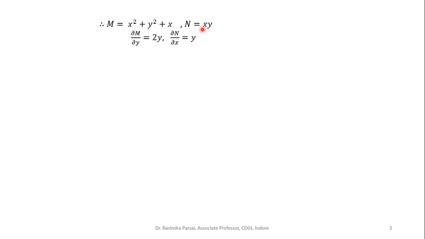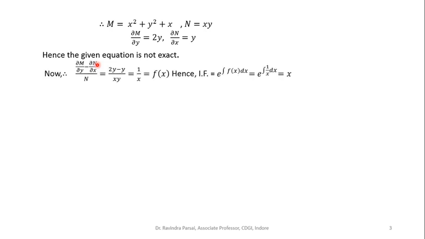Then we differentiate capital N partially with respect to x by keeping y constant, which is 1 into y, that is y. Hence we observe that both derivatives are not equal, that is, the given equation is not exact. Now we apply rule number 3 by finding the ratio of del M upon del y minus del N upon del x, divided by N. The value of del M by del y is 2y and the value of del N by del x is y.